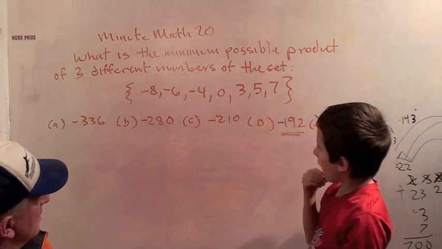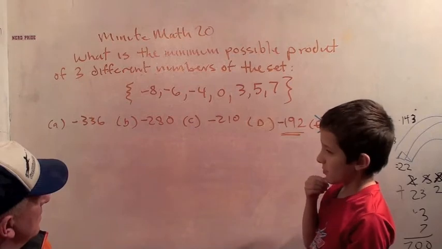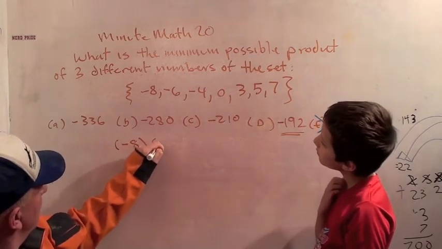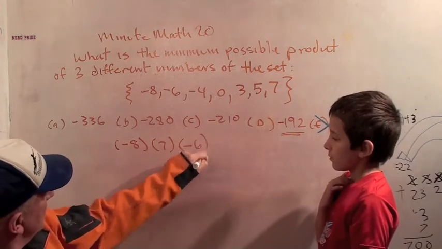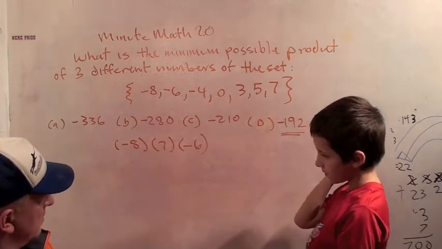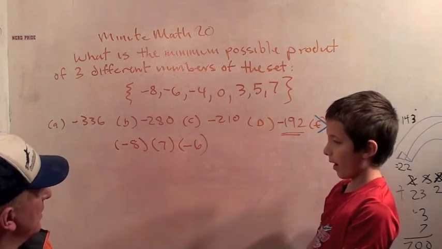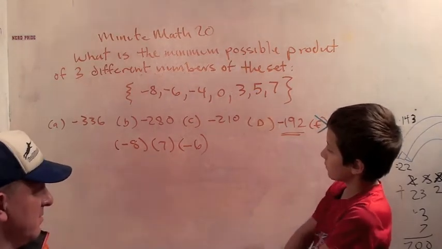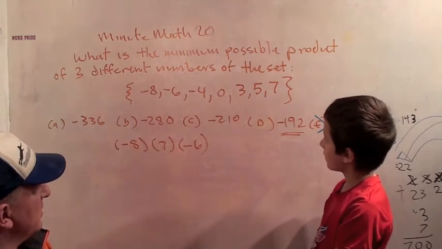We could do -8 times 7 times -6. Okay. What can you tell me about this number? Well, this is actually going to be positive. So that's interesting to try, but that's going to be positive. So that's not going to be it.